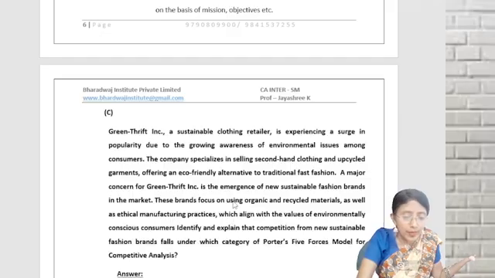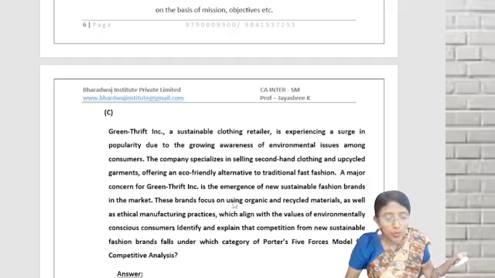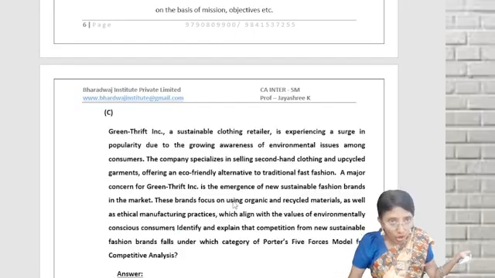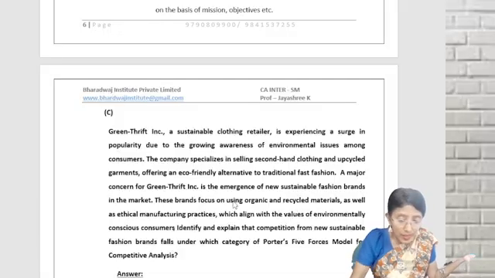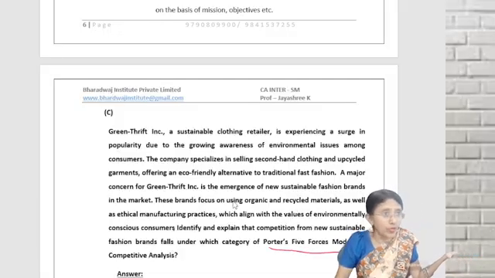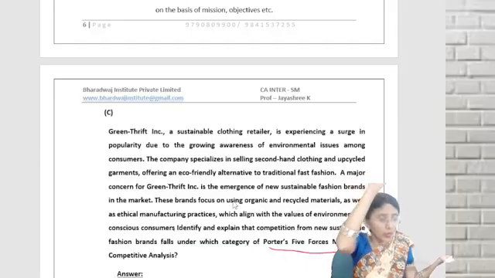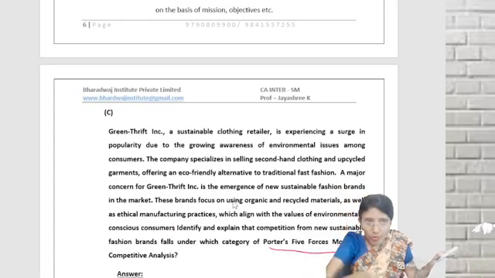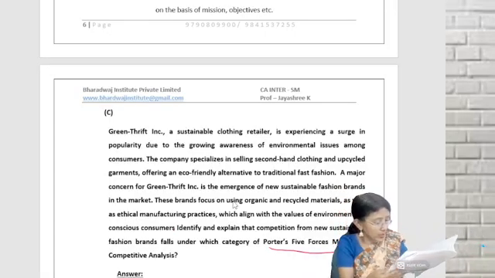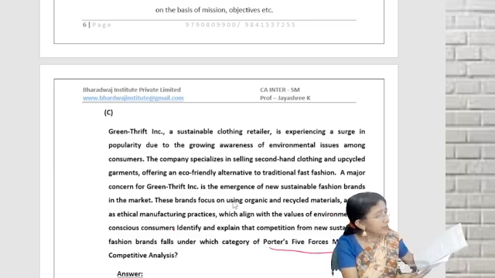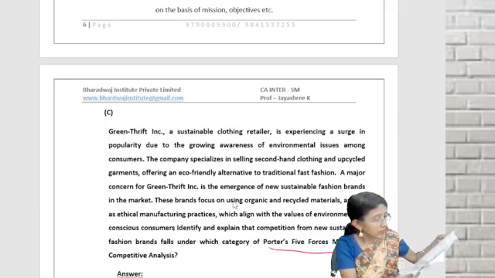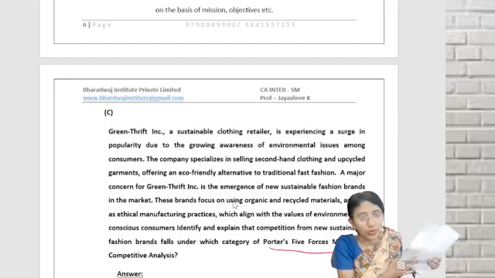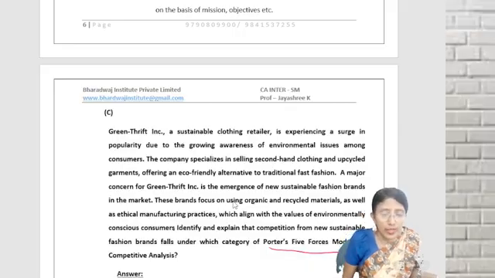Identify and explain that competition from new sustainable fashion brands falls under which category of Porter's 5 forces model for competitive analysis. Now, having given the framework, you need not find out which framework. Please write about that, draw that framework, write a line or 2. Now, which phase, that alone you detail. Look into the question and tell me which phase you find it. The 5 forces, you know. Yesterday you have listed it also.